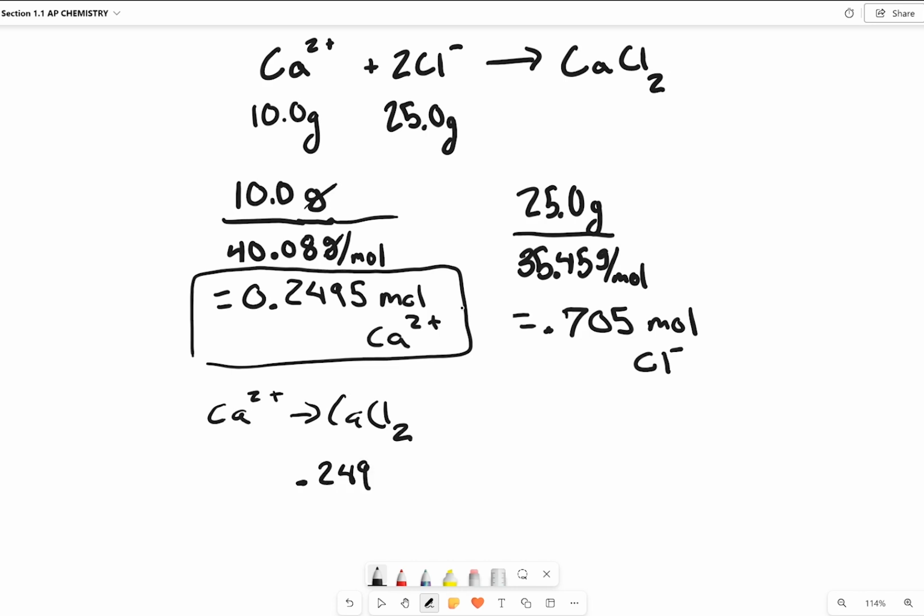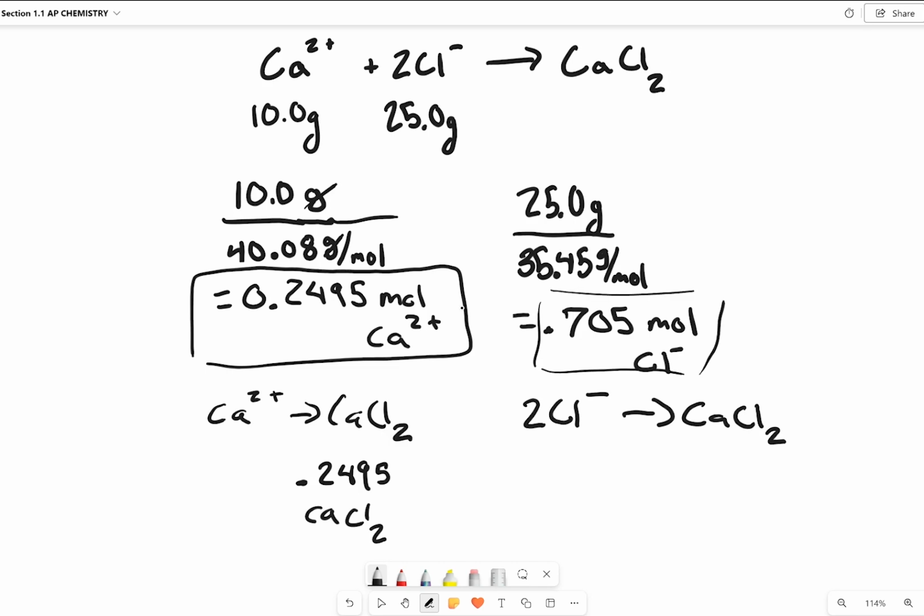That's 0.2495 moles of calcium chloride if we had excess of the chloride anion, because that's assuming all of these moles react. And then over here, we have 0.705, but we know that 2 chloride anions make 1 calcium chloride. So if we had 0.705 moles of chloride anion, we would have to divide that by 2 to figure out how much calcium chloride we would get.